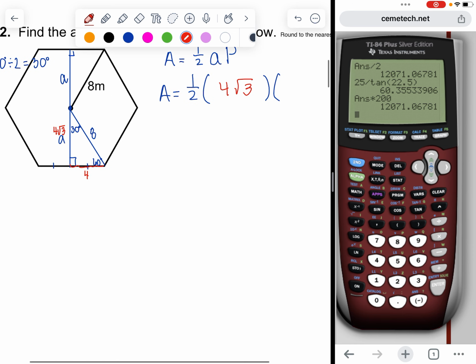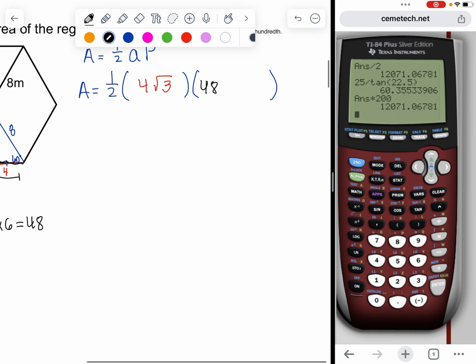And I can get my perimeter pretty easily. I know that this little piece is 4. So that means my side is 2 times that. So 2 times 4 is 8. And that means my perimeter is 8 times 6, because there's 6 sides, which is 48. Look, my perimeter is a nice answer.